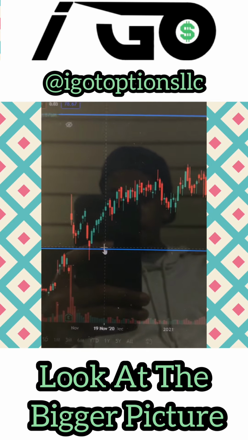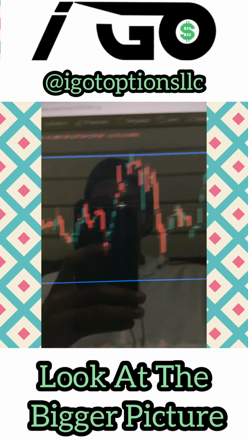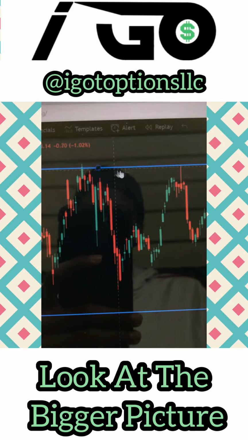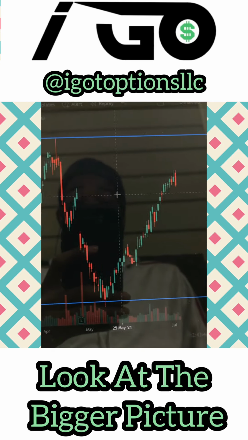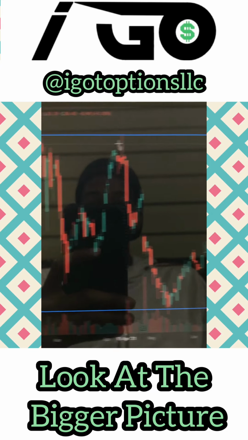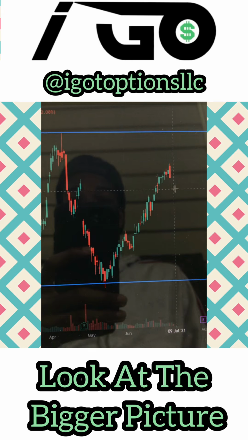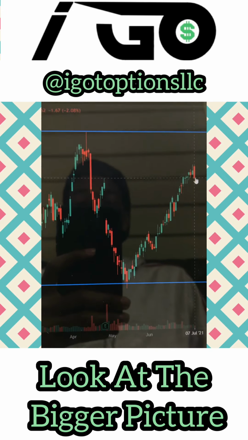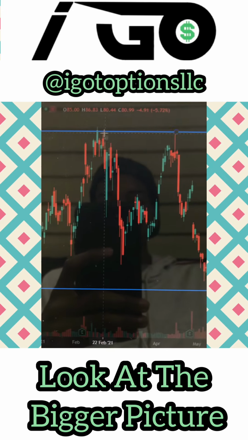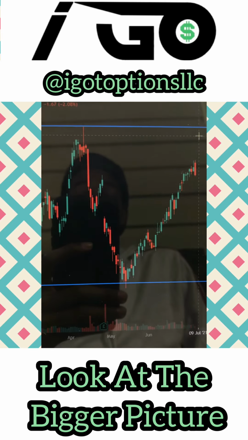So it seems to me like there's some support right around here, and there's some resistance right around here, because this stock is just kind of staying in this range, like it's staying in between these two lines. See that? So just by looking at this alone, I don't think this is in an uptrend, right? I think this is in a range, because look at it. It's staying in between these two lines, right? It's not going anywhere as of right now.